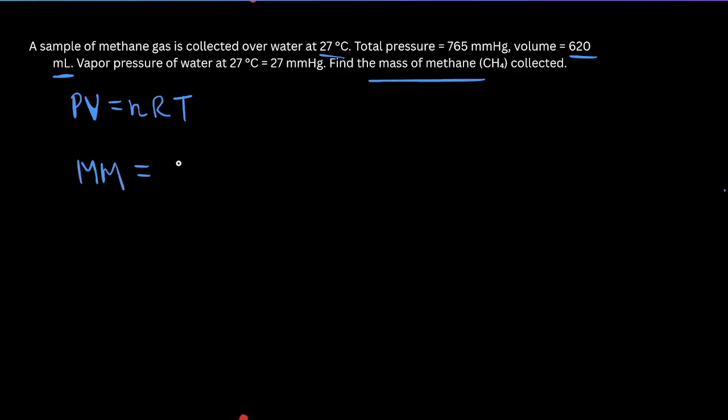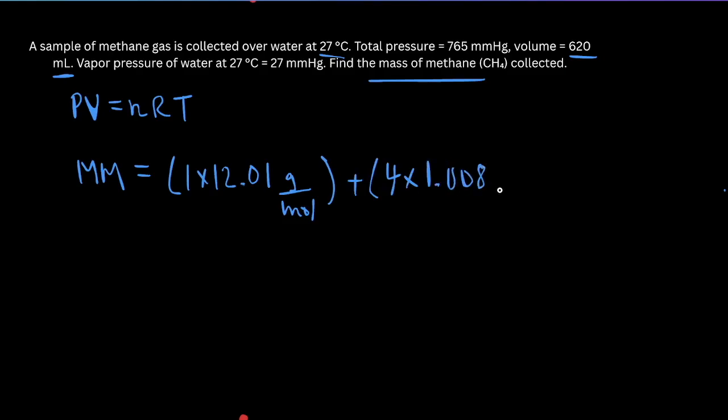The molar mass of methane is just going to be 1 times 12.01 grams per mole, the molar mass of our carbon, plus 4 times the molar mass of our hydrogen. And this is going to give us an approximate molar mass of 16 grams per mole. This here is our molar mass for methane.